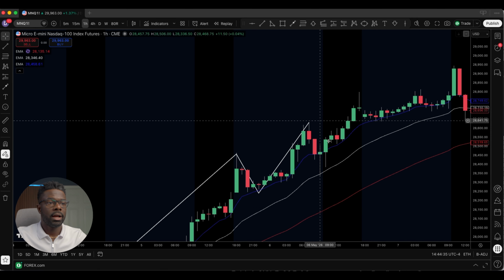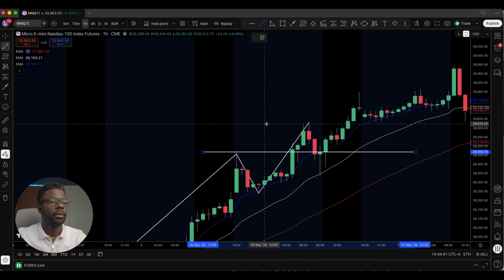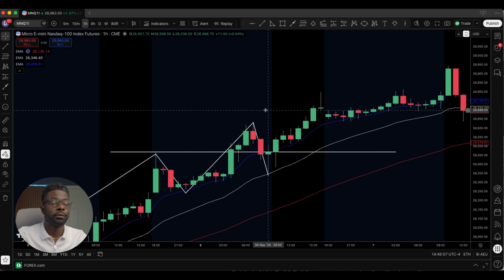As you can see here, I already had a new high here. Okay, higher high, higher close. Then I need to wait for a pullback, and when I get the pullback, I need to look for a pin bar that meets my criteria.